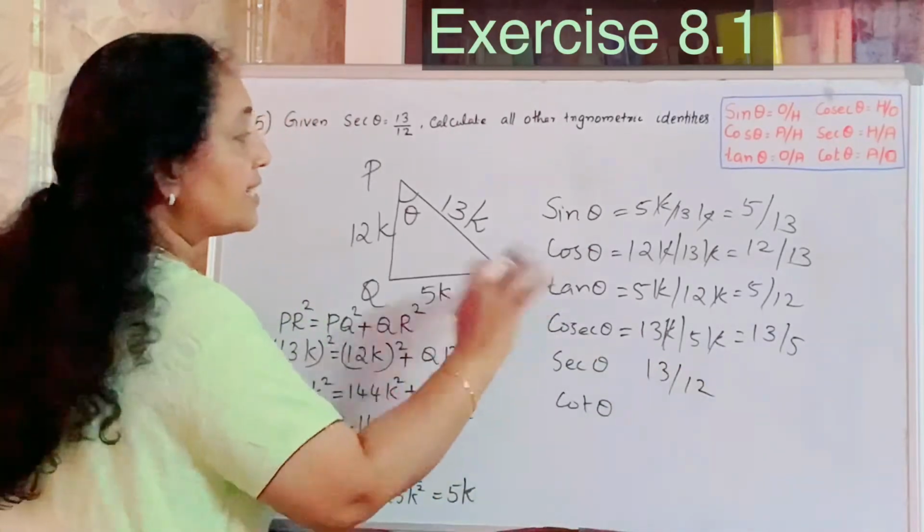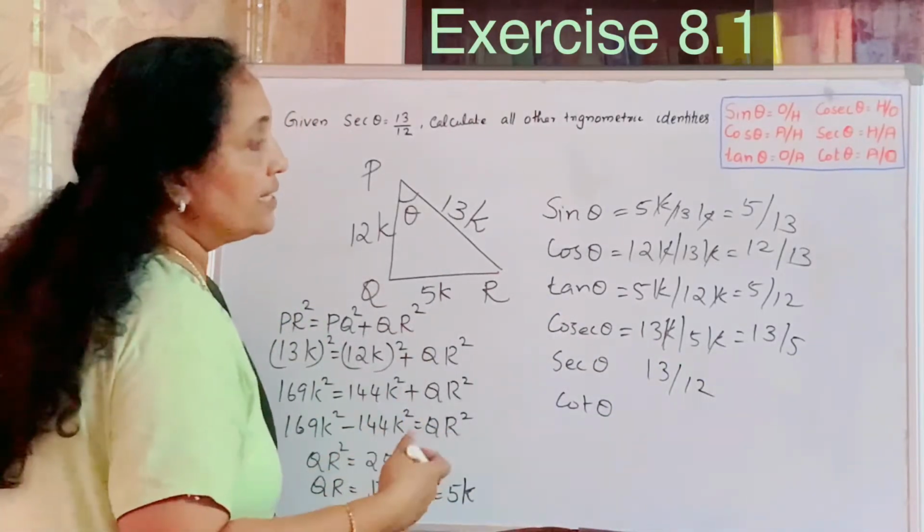Then cot theta is reciprocal of tan theta. That is cot theta is equal to 12/5.